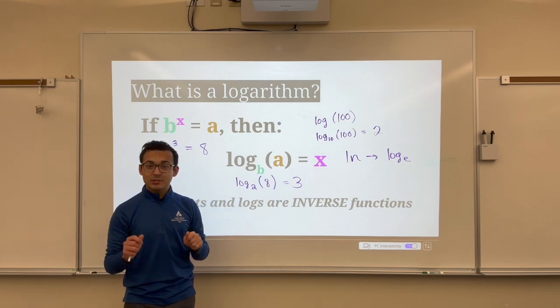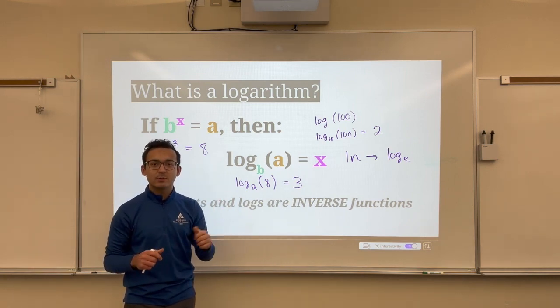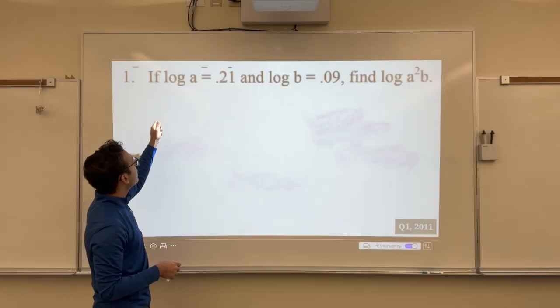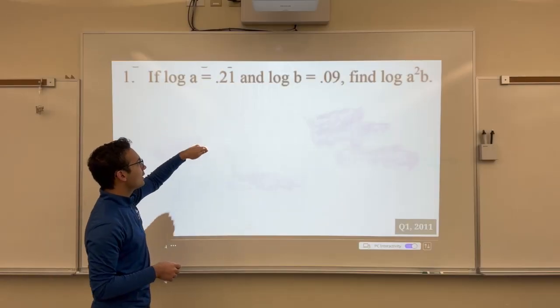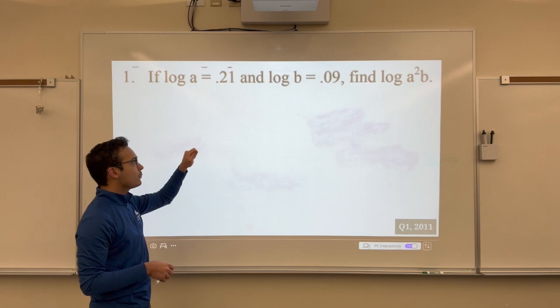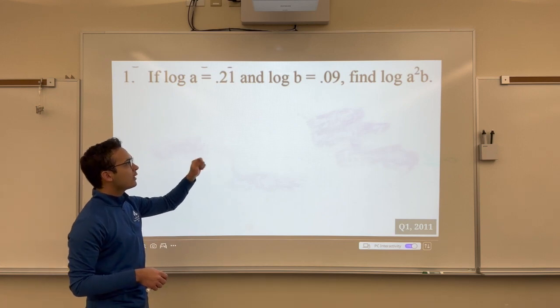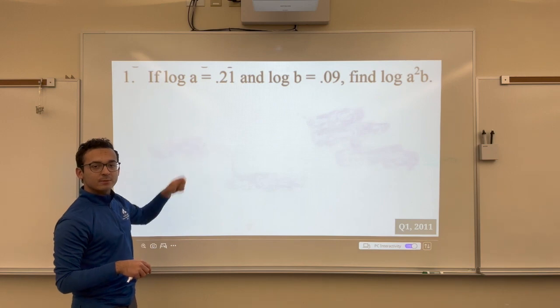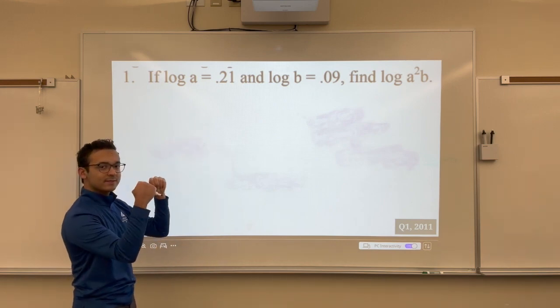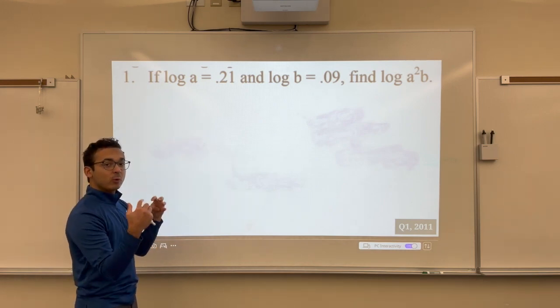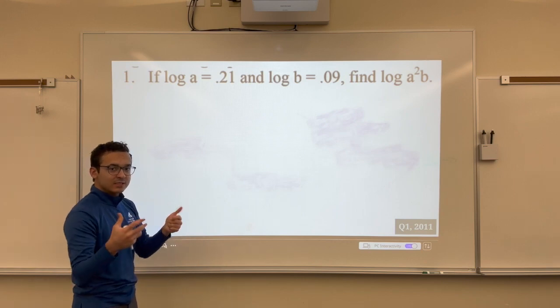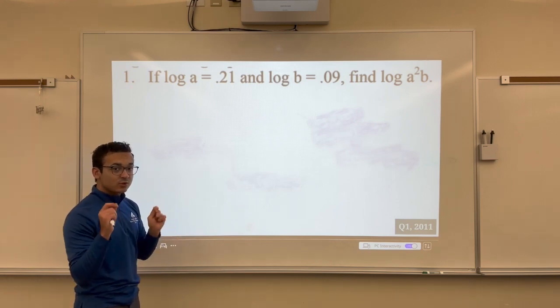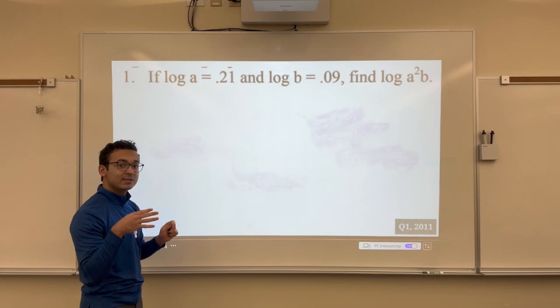Alright, enough introduction, let's jump into our first problem of the video. If log of a is equal to 0.21 and log of b is equal to 0.09, find log a squared times b. So you'll find that when we're dealing with logarithms, we don't normally put parentheses around our input. However, when we actually solve the problems, I like to put those parentheses there just so that it's crystal clear what we are inputting into the log.